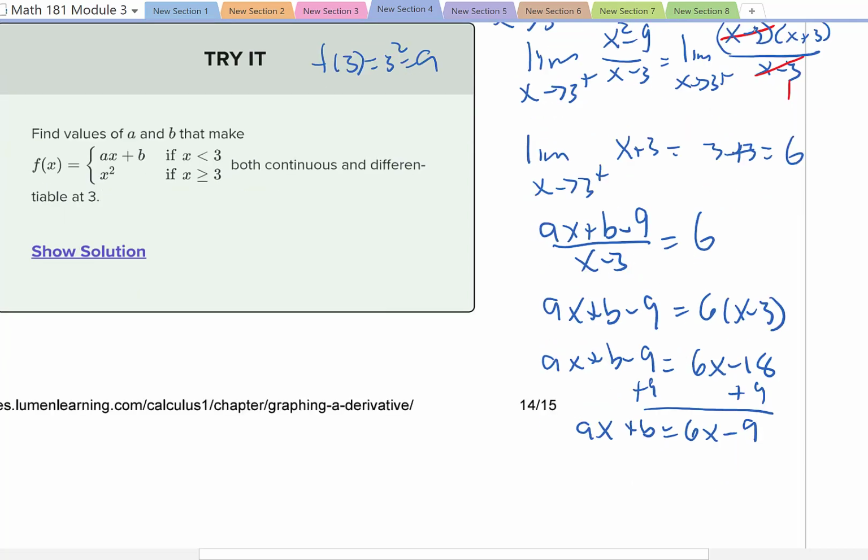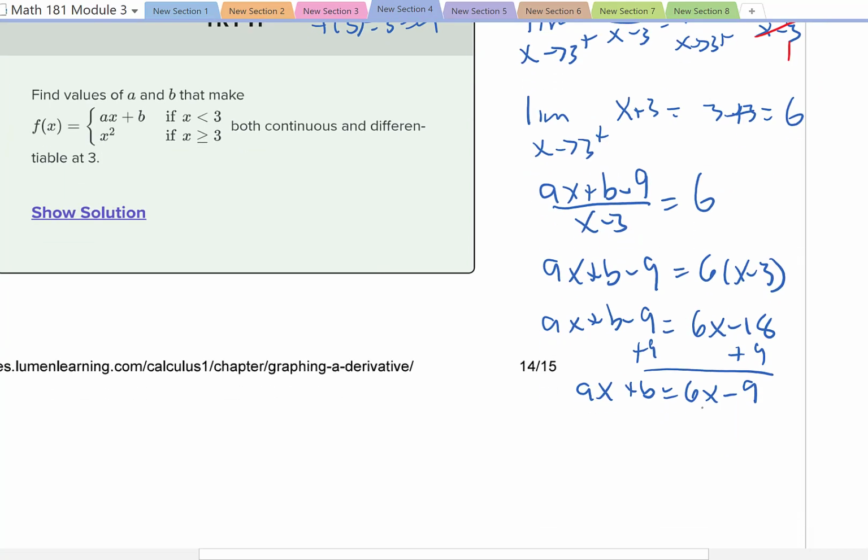We only have a couple choices now. We have one x term on each side, and the coefficients must then be the same. And we have a constant on each side. Those must be the same. So we can conclude that a must equal 6 and b must equal negative 9. And that's it. So not nearly as bad as the previous one. Okay, well, I hope that helps.